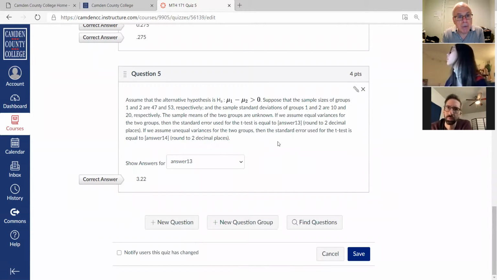In this question, you can see what I'm doing here. I'm specifying that it's mu1 minus mu2. Now, I didn't have to do that. I could have switched this around. I could have said mu2 minus mu1 is less than 0, and it would mean the same exact thing.